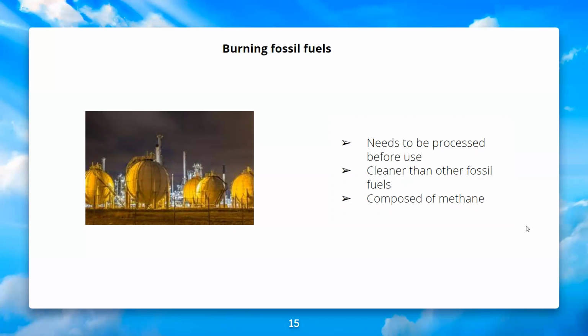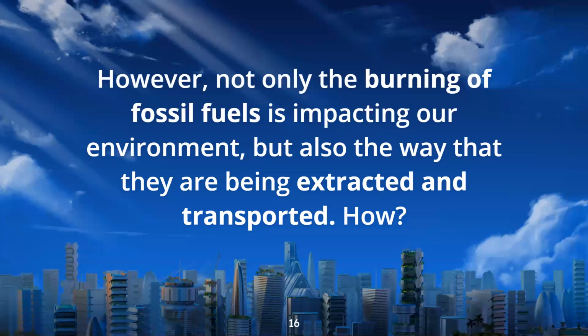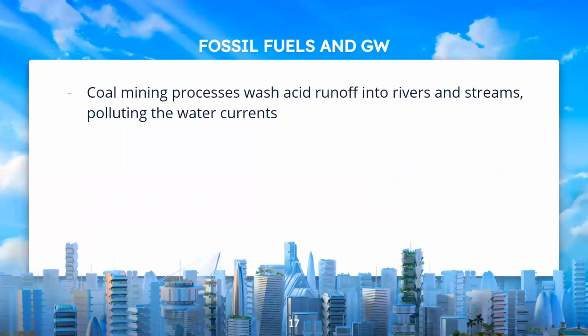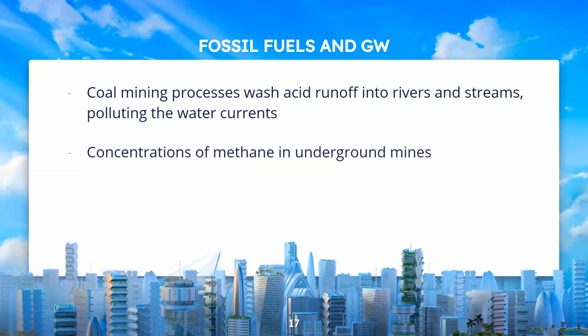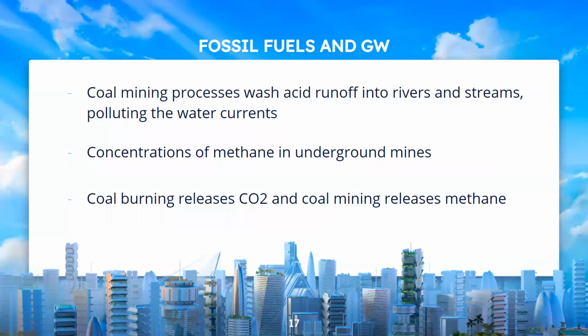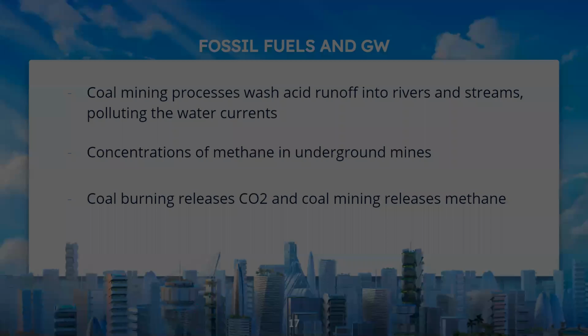However, it is still a fossil fuel and accounts for a fifth of the world's total carbon emissions. However, not only the burning of fossil fuels is impacting our environment, but also the way that they are being extracted and transported. How? For example, coal mining processes wash acid runoff into rivers and streams, polluting the water currents. Concentrations of methane also happen in underground mines, and so this gas needs to be let out of the mine in order to create a safe place to work for miners.